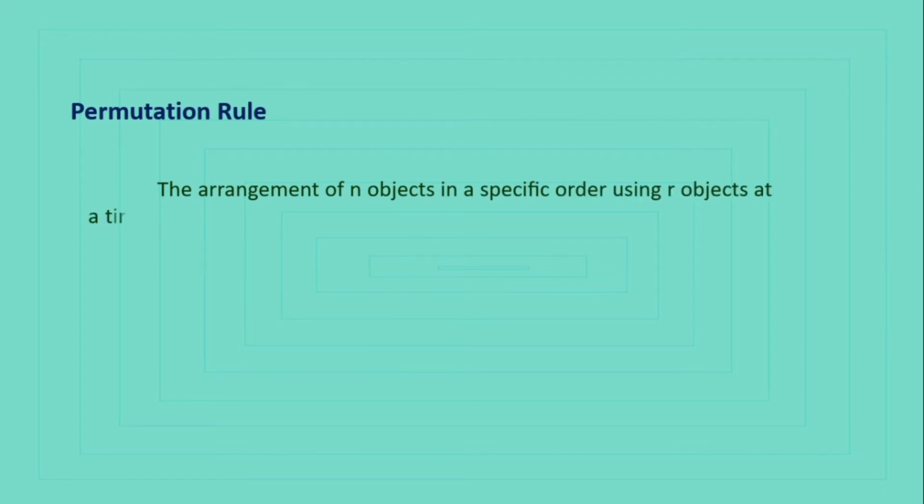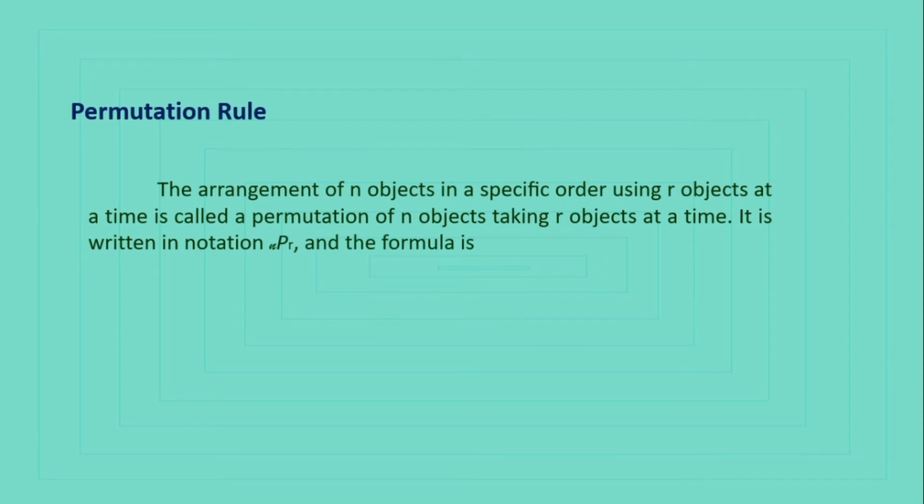Permutation rule. In permutation rule, the arrangement of n objects in a specific order using r objects at a time is called a permutation of n objects taking r objects at a time. It is written as nPr, and the formula is n permute r is equal to n factorial over n minus r factorial. The notation nPr is used for permutation.